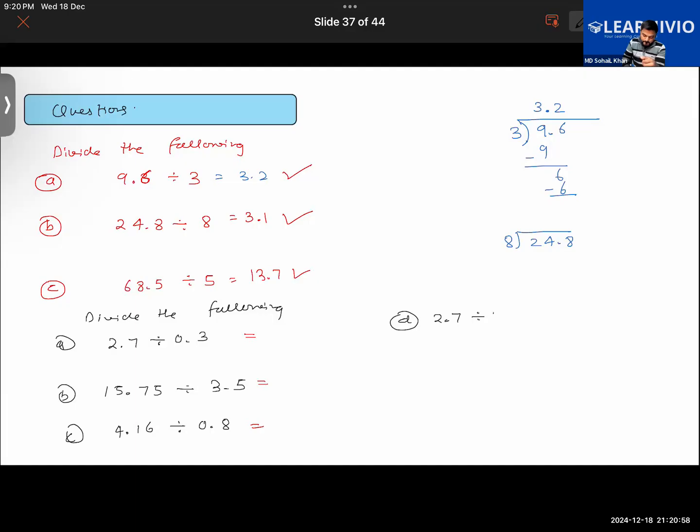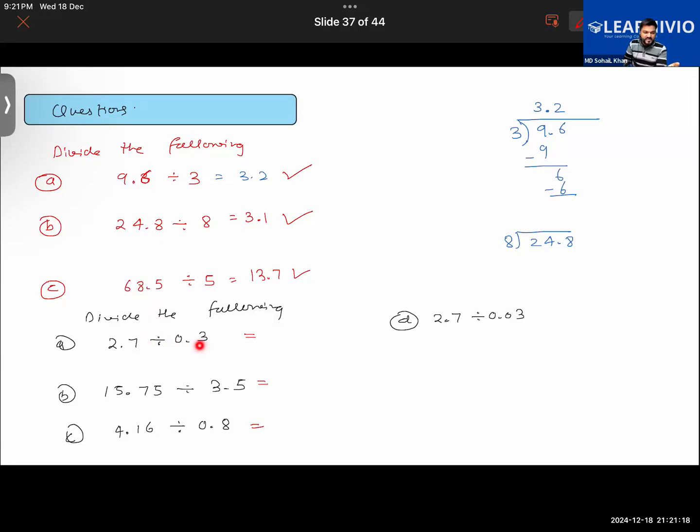The first one is 0.9. Repeat again. How will you be getting 0.9? A decimal is being divided by another decimal, no? What have we learned for division between two decimal numbers? First, you have to convert them into whole numbers.